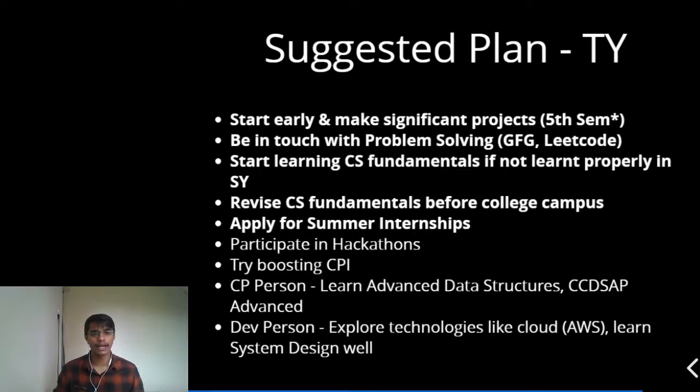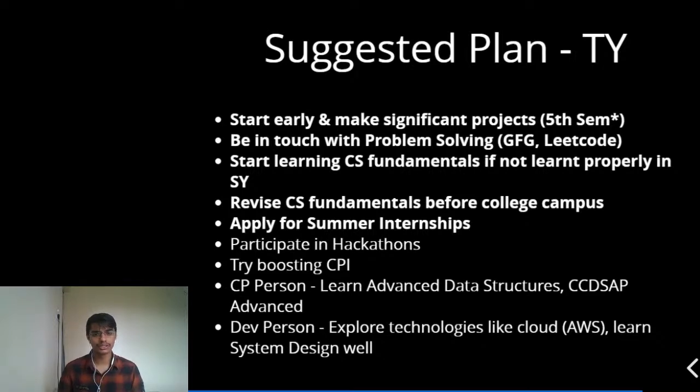You can opt for that. And besides that, you can try for the CCDSAP advanced examination. CCDSAP is the CodeChef Certified Data Structure and Algorithms Program. The same exam that I mentioned, foundation, has three different levels. One is foundation, second is advanced, and another is expert. So you can try for the advanced exam in second or third year.